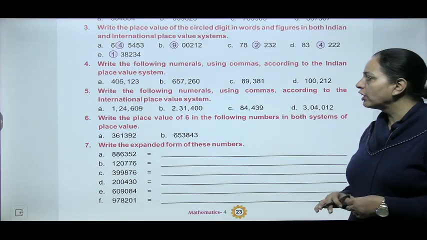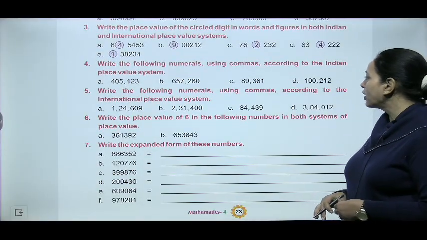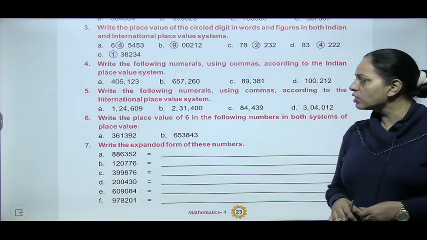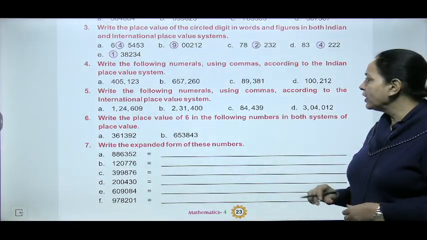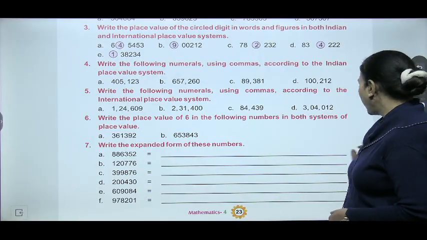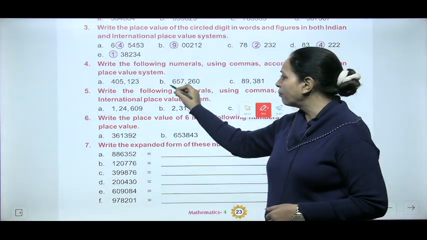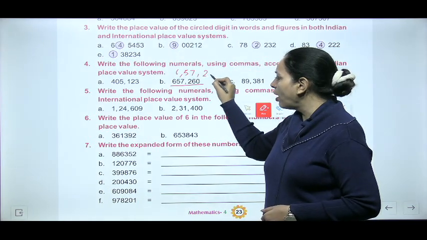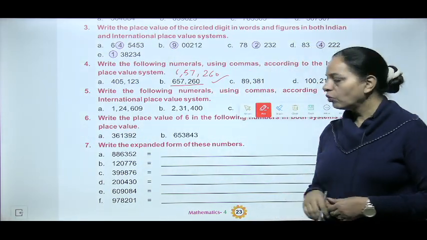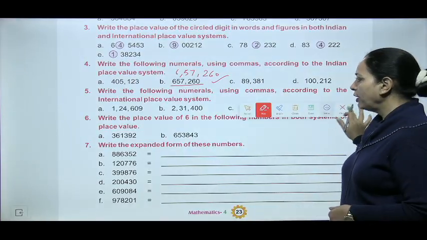Now the fourth, write the following numerals using commas according to the Indian place value system. These are now in the international place value system, so write them according to the Indian system. So what to do? 6, 57, okay. So similarly, you can try the remaining parts.